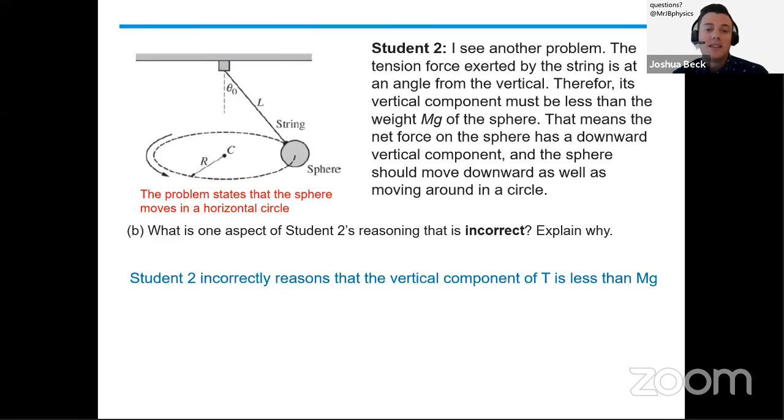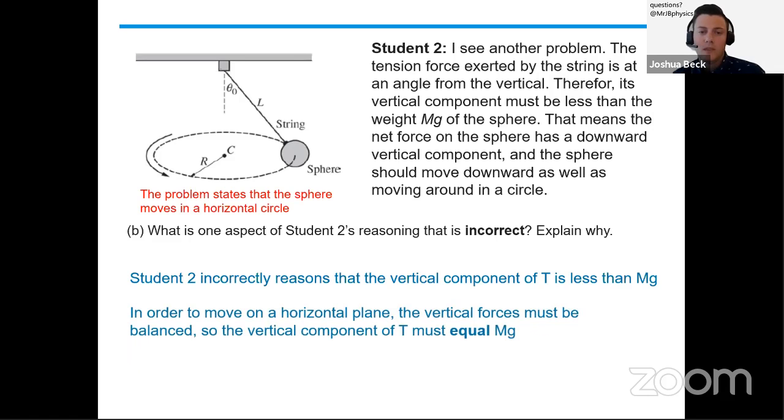See, the problem states that the sphere moves on a horizontal circle. The problem tells us that. So what's wrong with student two's reasoning? Well, in order to move on this horizontal plane, the vertical forces must be balanced. So the vertical component of T must equal mg.